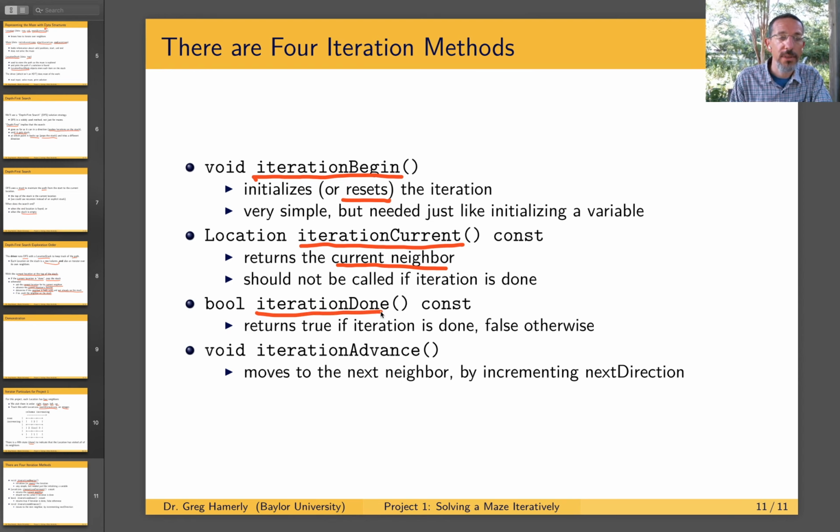Iteration done is a method which simply returns true if the iteration is done. Very simple. And iteration advance is also a simple method which moves to the next neighbor by simply incrementing next direction. Okay. So hopefully, if you've read Project One's description, this will make a lot more sense.